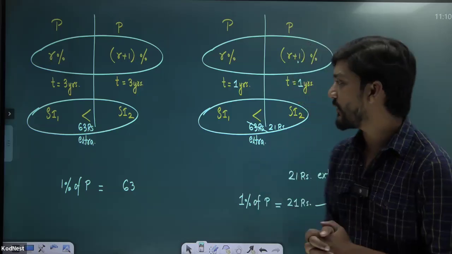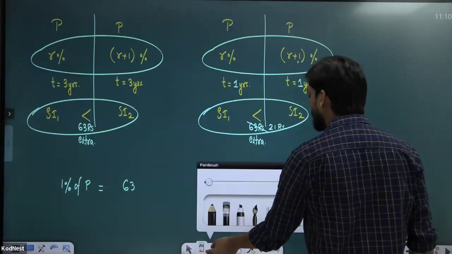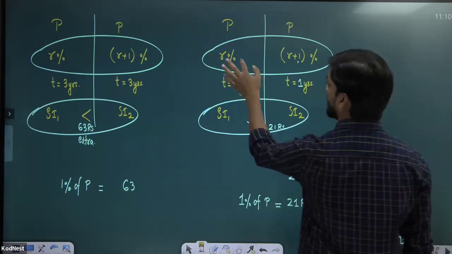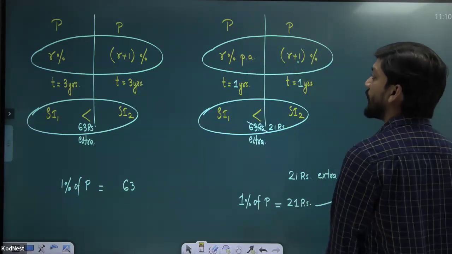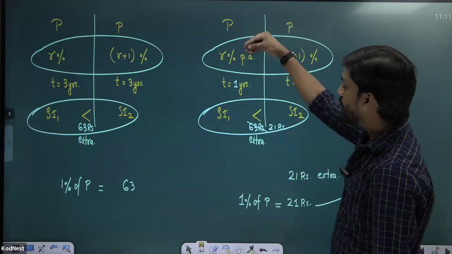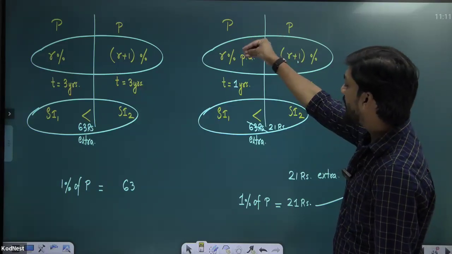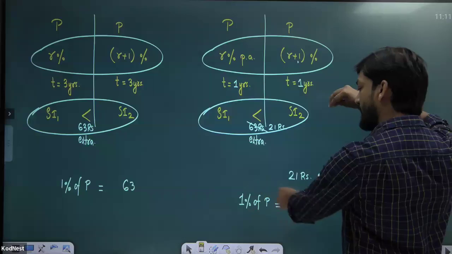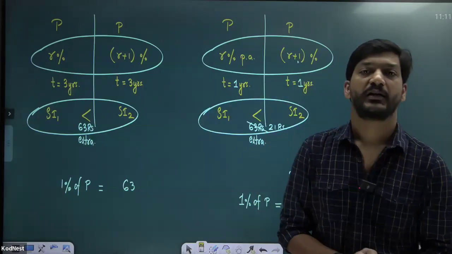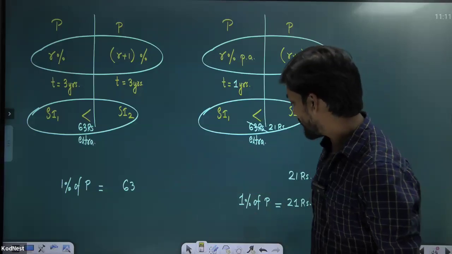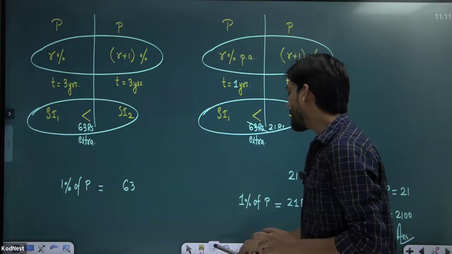So a rate of interest is always, even if you write it or not, a rate of interest is always per annum. So if you are making an equation with percentage, I mean you're creating one percentage equation, then time has to be 1 year. If you want to apply it otherwise, you will have to improvise a little bit.